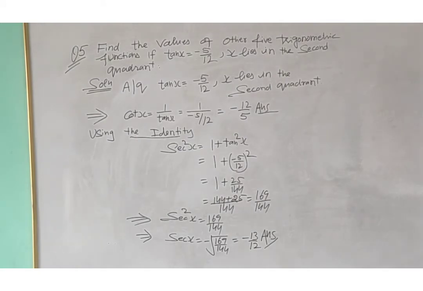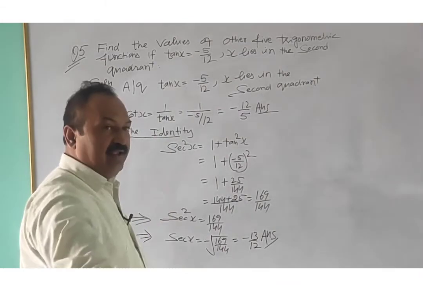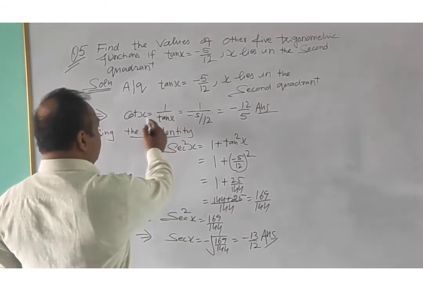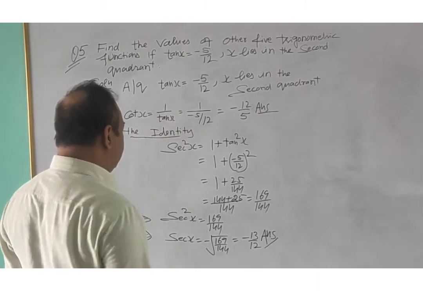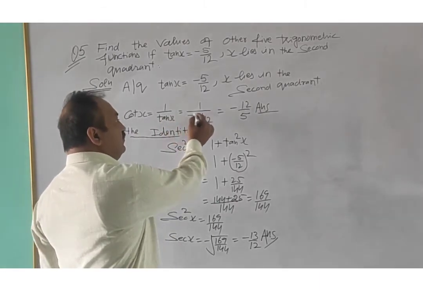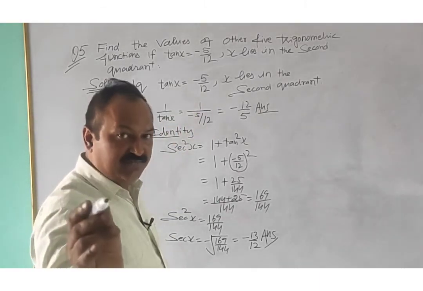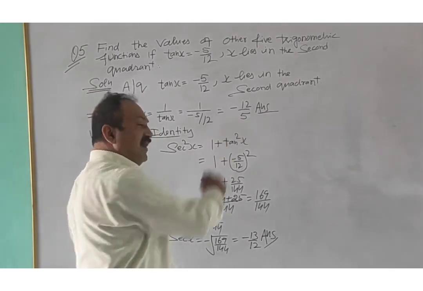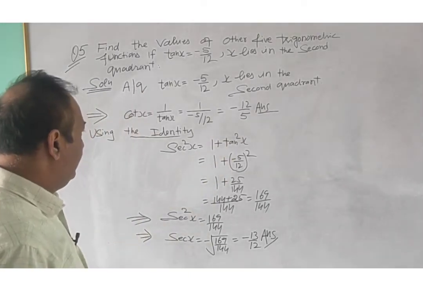Then you can find the value of cot x instantly by taking the inverse. Cot x is equal to 1 upon tan x, that is equal to 1 upon minus 5 by 12, that is equal to minus 12 by 5. Answer.